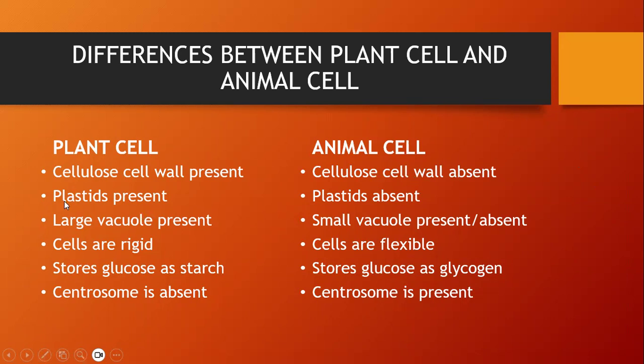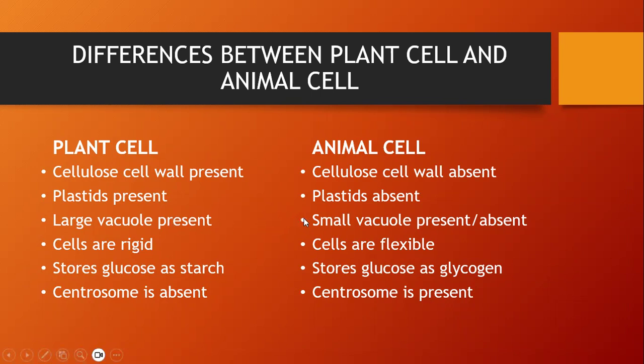Now, plant cell possesses plastids, while animal cell lacks plastids. Then large vacuole is present, while small vacuole is either present or absent. So take note that vacuole is always present in a plant cell. So whenever you see a plant cell structure and maybe it's not properly labeled as a plant cell, one way to identify that that is a plant cell is the presence of a large vacuole.